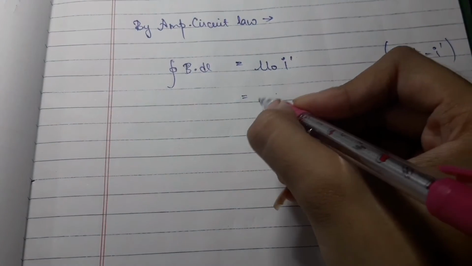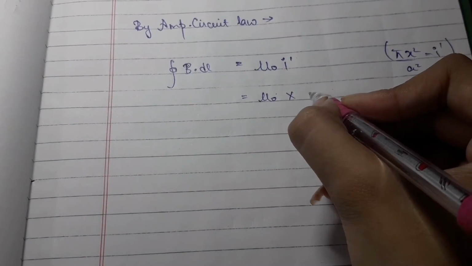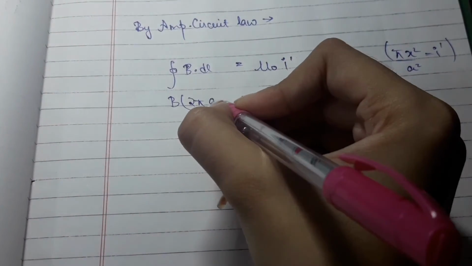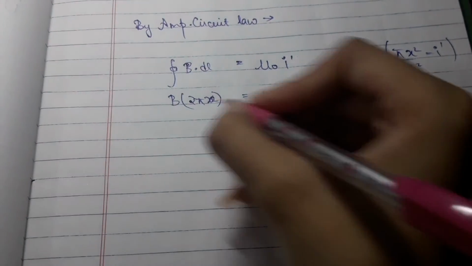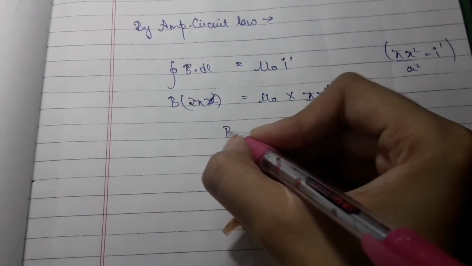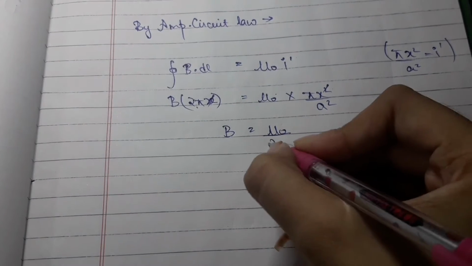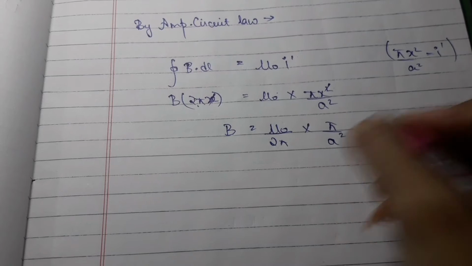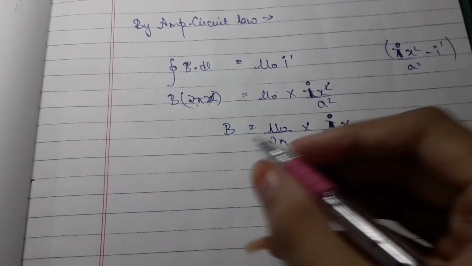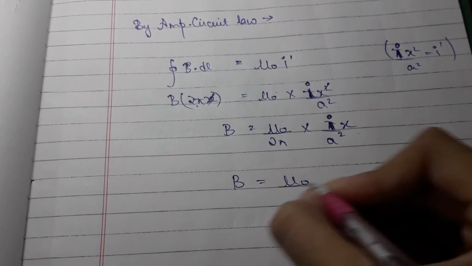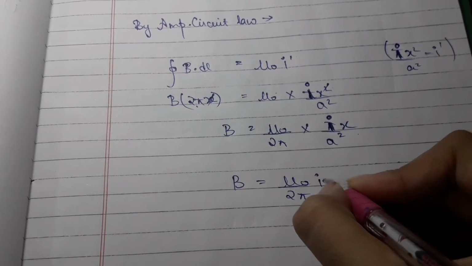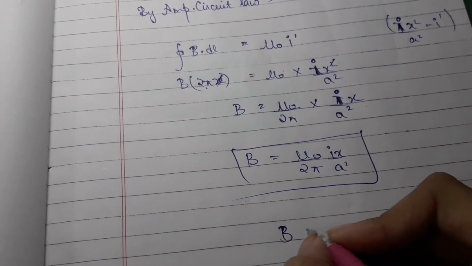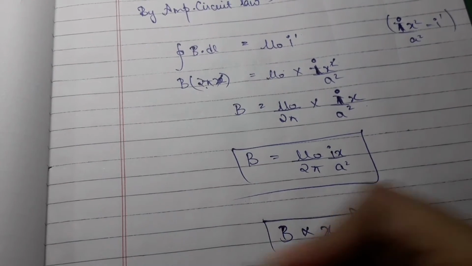Okay, now we will put the values. Here the dl will come out to be 2 pi x. One x cancels with x. Take this 2 pi down into the denominator. So finally the magnetic field comes out to be mu naught upon 2 pi, I x upon a square. Here the magnetic field is directly proportional to the distance x.